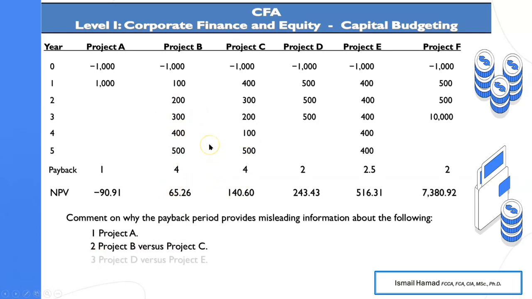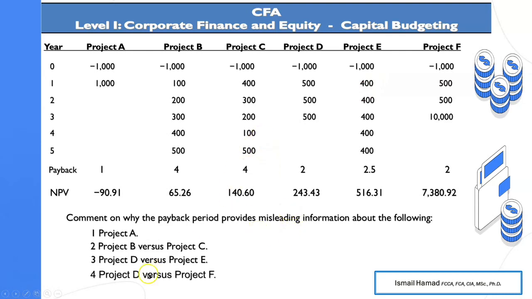Let us see number 3. Number 3 says we need to comment on D versus E. D has 2 years and E has a payback period of 2.5. This is a longer period than this. So depending on payback period, we are going to take project D. Also project D has $243. Here 500, more than double. So definitely using net present value, we are going to take this.